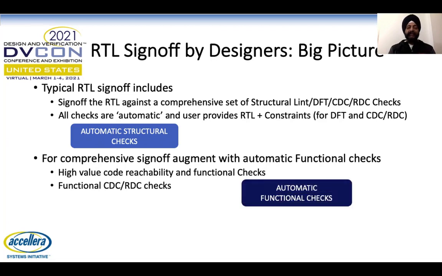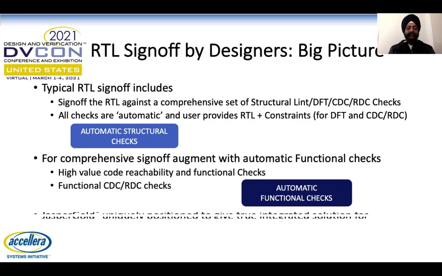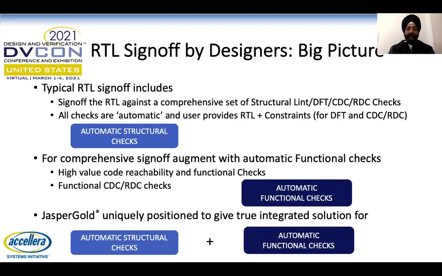And from a JasperGold point of view, JasperGold is uniquely positioned to give you a true integrated solution for combining the automatic structural checks and automatic functional checks under one integrated platform. And that is what will be the topic of our session today. And we'll explain how you can augment your RTL sign-off with these additional checks leveraging formal techniques.